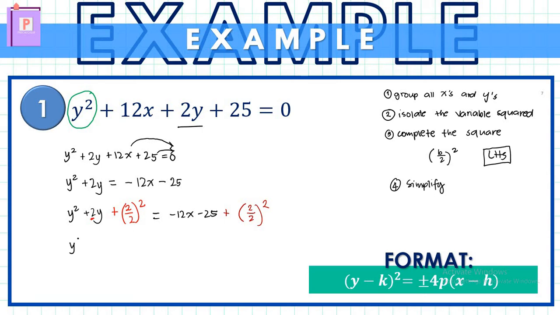So this will become y squared plus 2y plus 2 divided by 2 is 1, squared is still equal to 1. So the right-hand side will become negative 12x minus 25 plus 1.